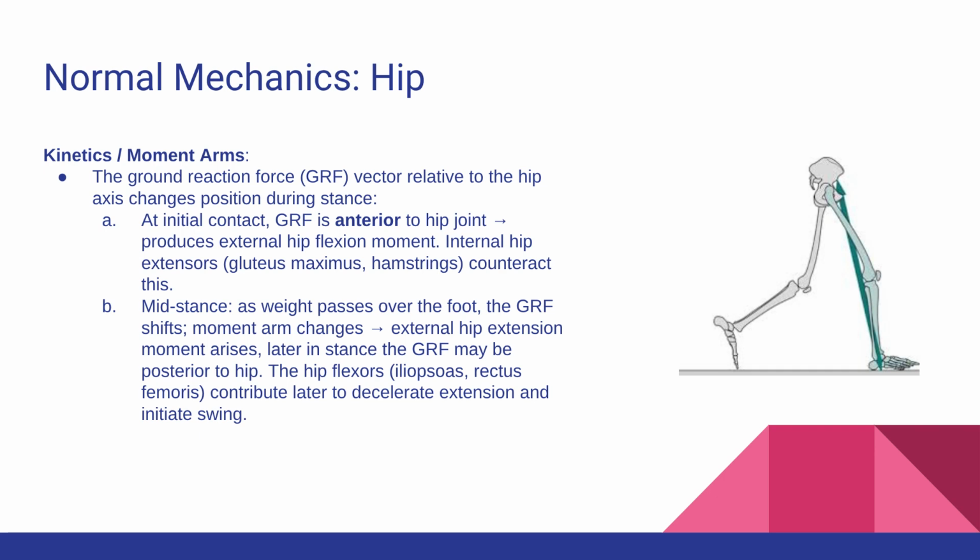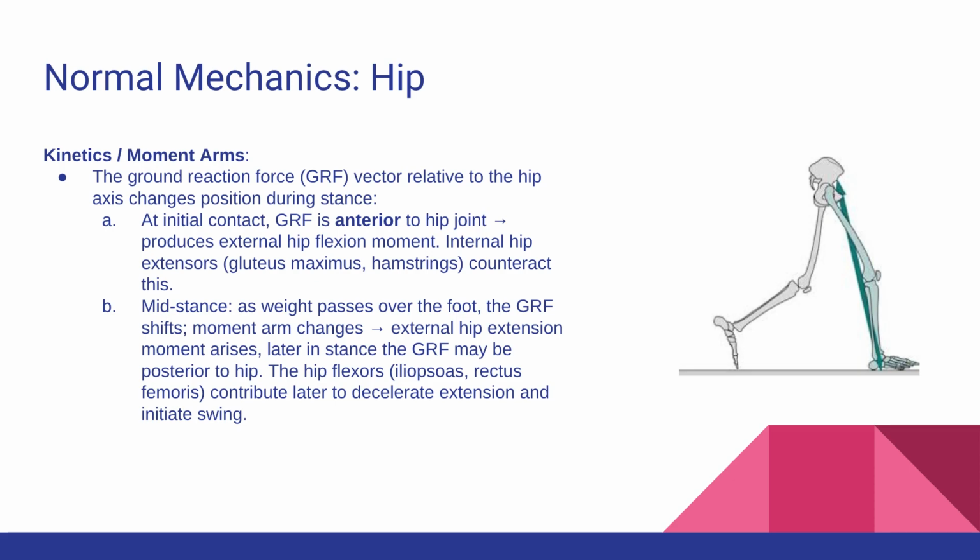During loading response, this hip flexion moment is at its greatest because body weight is being accepted. This explains why gluteus maximus EMG activity peaks in early stance. As we progress into mid stance, the ground reaction force vector moves closer to the hip joint center. This reduces the external flexion moment and decreases the demand on the hip extensors.